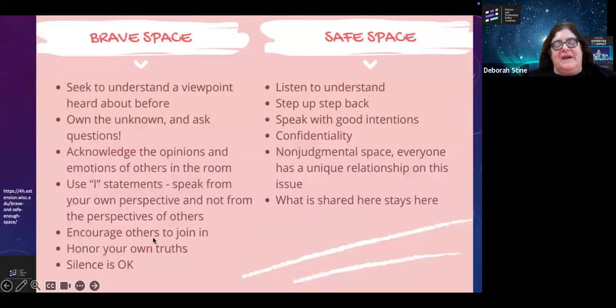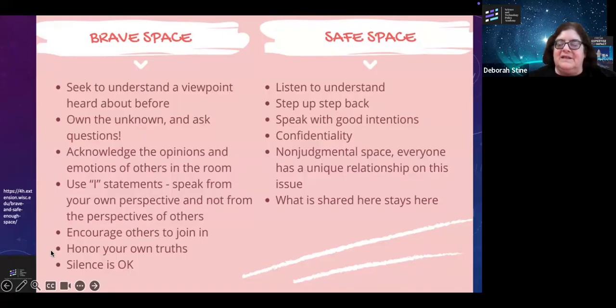And the other thing is basically understanding that science is okay, honoring your truths, but really wanting to understand people's lived experiences. Now, the safe space is focused on listening to understand. Step up, step back means that if you're somebody who's a talker, I tend to be a talker. I tend to ask lots of questions, recognizing you have to step back, speaking with good intention.